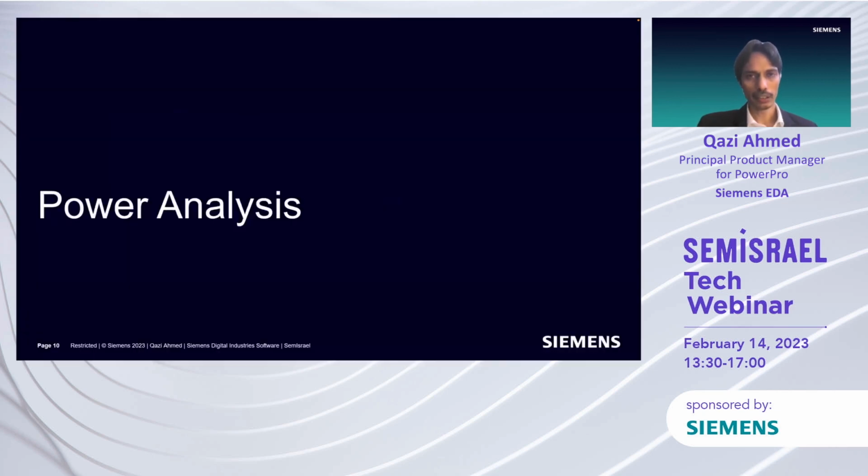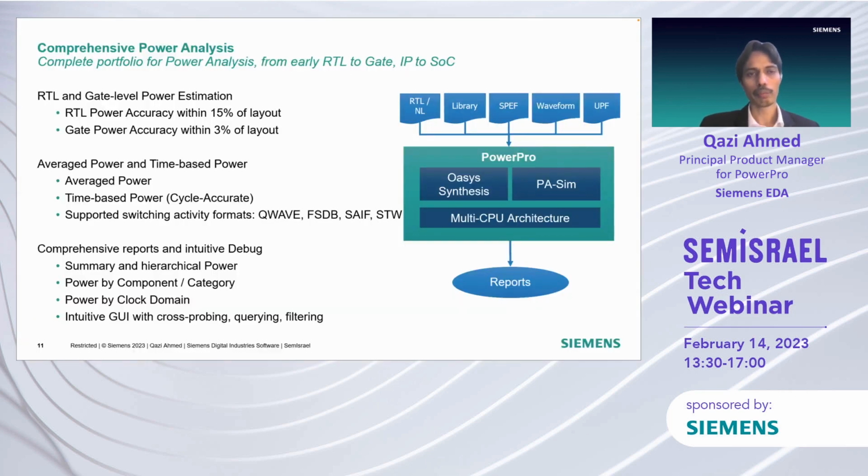Now, on the power analysis side, once you have identified some basic problems, the low-hanging fruits, while you're developing your RTL, and you have fixed a lot of those, now you have some blocks in shape, you want to do power analysis, you want to measure the power. So PowerPro has a comprehensive portfolio of different kinds of power analysis flows. It supports RTL to gate, IP to SOC. For RTL and gate level power estimation, we guarantee that your RTL power estimates would be within 15% of layout.